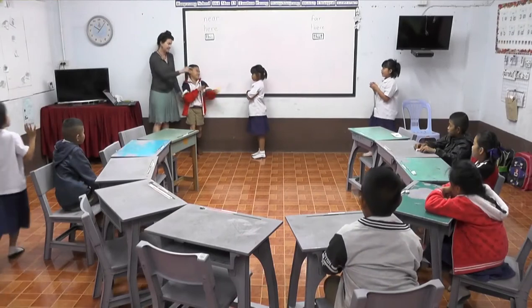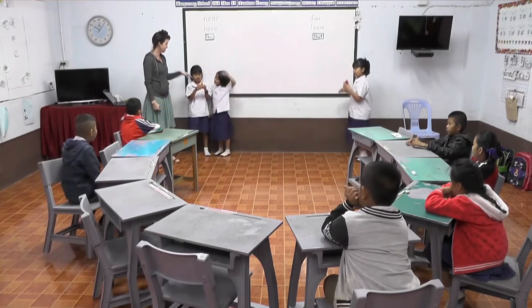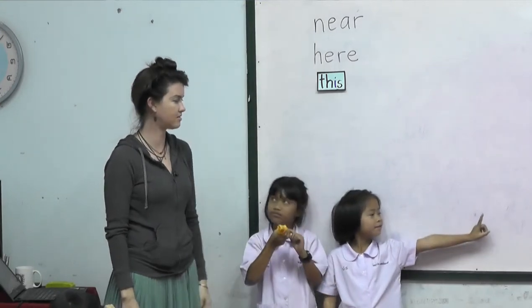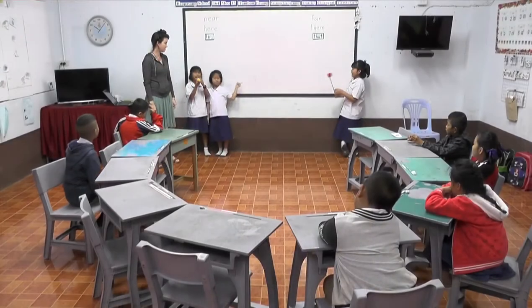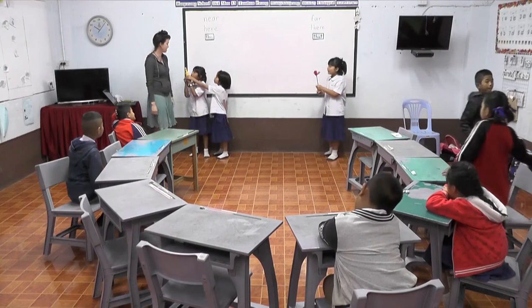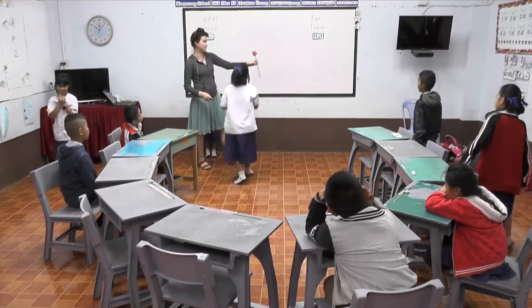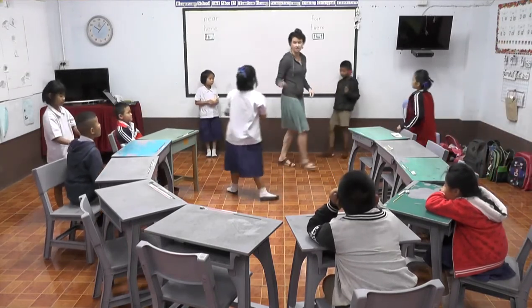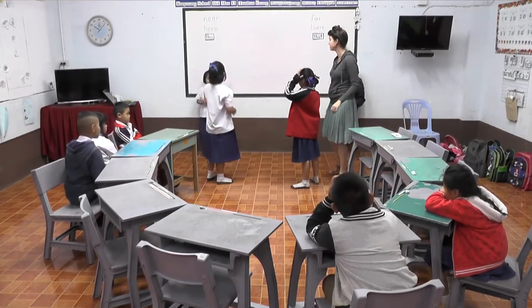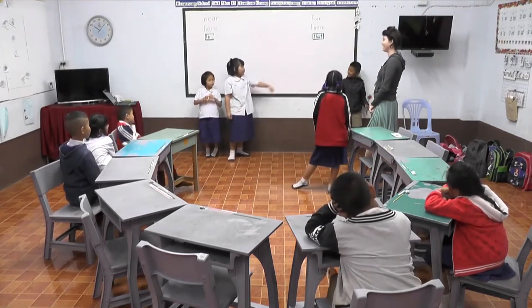Okay. Can you come and talk to us? Give her the chicken. This chicken. That rose. Very nice. Okay, take the chicken. Don't eat our chicken. Okay, you can tell us. Show us this chicken. This chicken. And that chicken. That rose. And that rose.